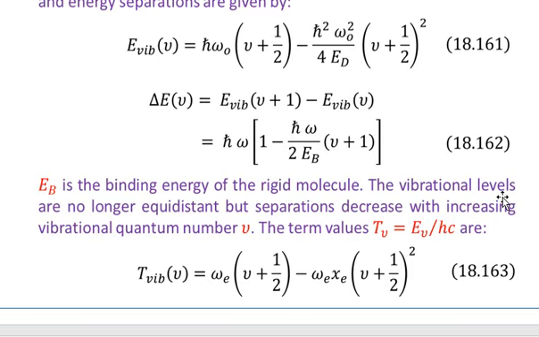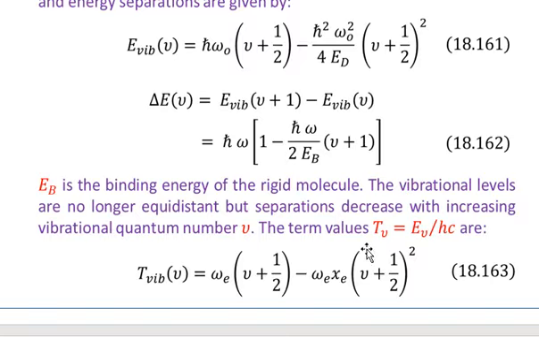The vibrational levels are no longer equidistant. Notice that the vibrational levels are no longer equidistant, but the separations decrease with the increasing vibrational quantum number V. So as you go higher along the vibrational curve with the energy, you will notice that the separation between the vibrational levels will decrease with the increase in vibrational quantum number V.